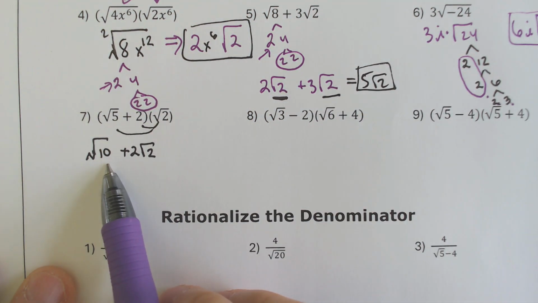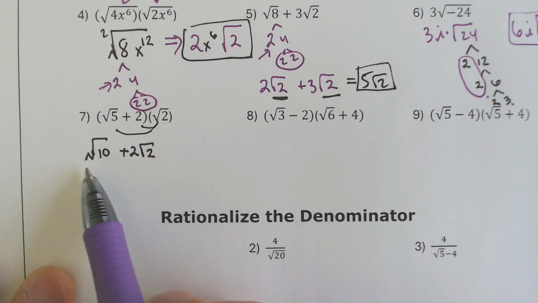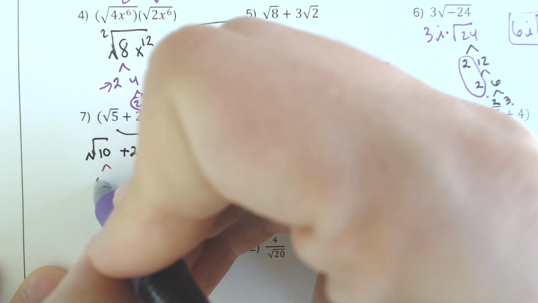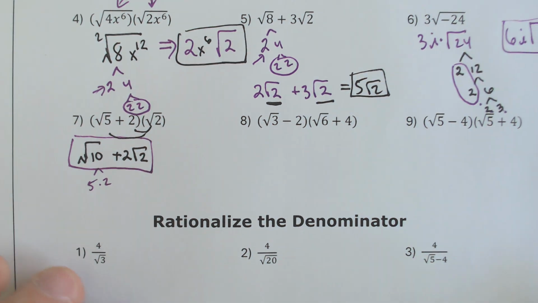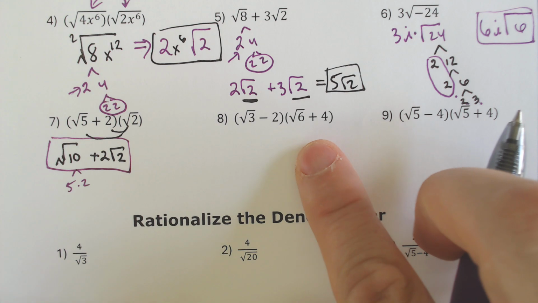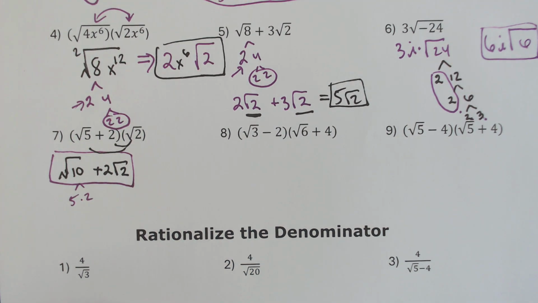Now, we should check to make sure that nothing else can happen. We cannot add square root of 10 and square root of 2 because they're not both a square root of 2. And if we try to break down the 10, we just have a 5 and a 2. That doesn't pair up, so this is our final answer this time. It might not be for number 8. Might not be. Let's see what happens.